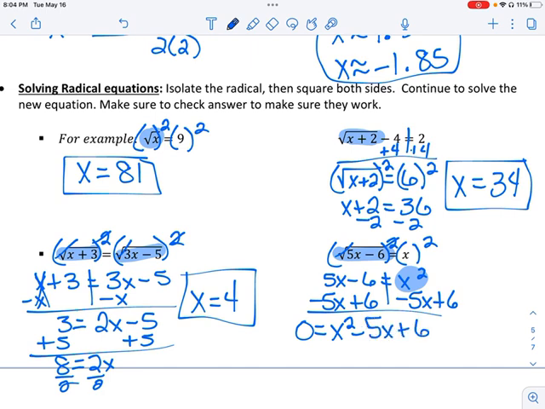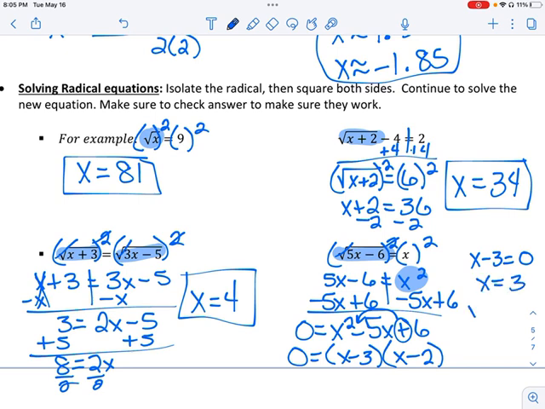Now, at this point, you would factor this. So that's going to give me x, and I look, the signs would be the same. I look back, they're both going to be negative. Factors of 6 that add to 5, and that would be a 3 and a 2. So now I go x minus 3 equals 0, so either x equals 3, or I'm going to go x minus 2 equals 0, so x would equal 2.